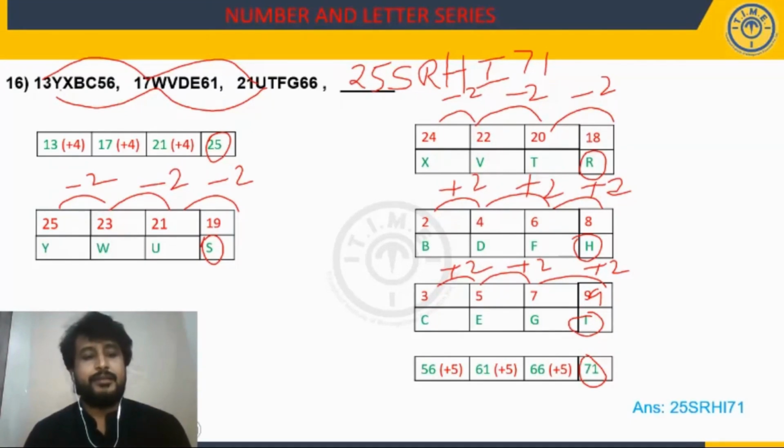13 plus 4 17, 17 plus 4 21, so 21 plus 4 25, and Y, W, U minus 2 minus 2, so U minus 2 S. X, V, T, 24, 22, 20, nothing but minus 2 minus 2, applying the same 20 minus 2 18, which is R. B, D, F, 2, 4, 6, then next will be 8, plus 2, H. C, E, G, 3, 5, 7, so plus 2 plus 2, so plus 2 9, I's place value 9. Now 56, 61, 66, plus 5 plus 5, so 66 plus 5 71, so 25 S R H I 71.